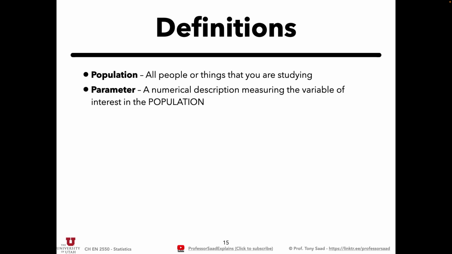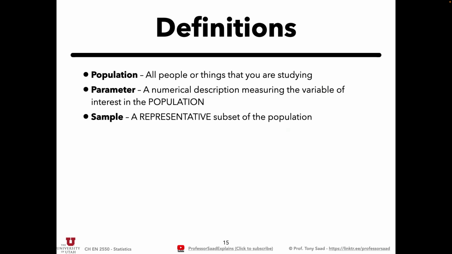A parameter is a numerical description of a property or a variable that you're trying to understand for a given population. For example, the average height of students in engineering. That is a parameter for all students in engineering, okay? Or it could be the age, for example, or it could be hair color, okay?